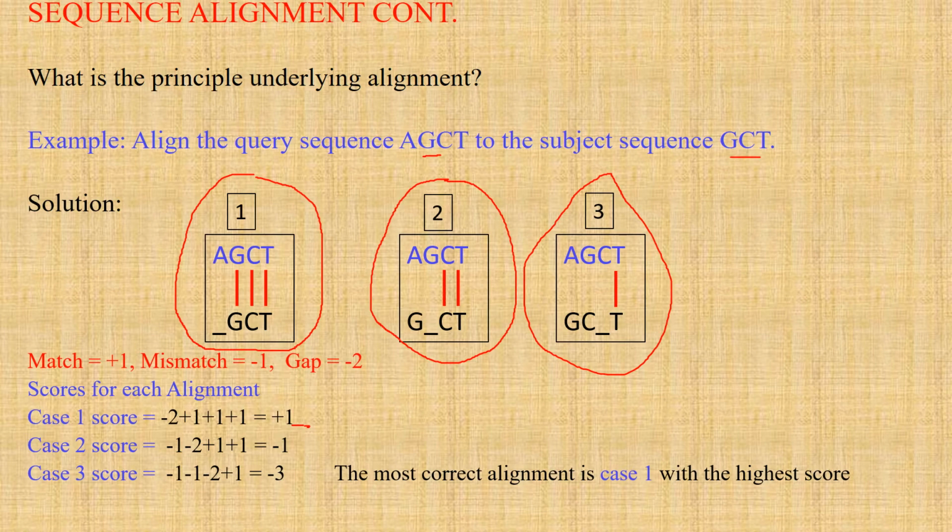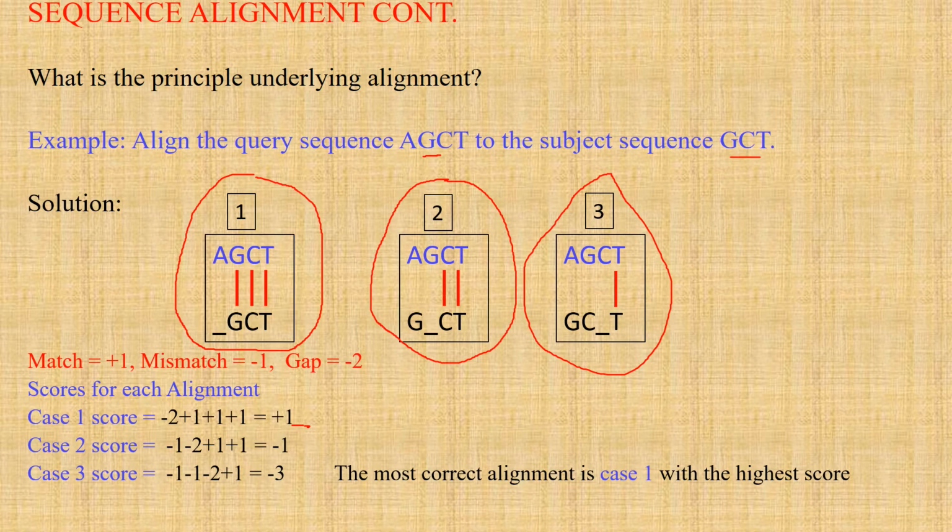Now we take case 2. A and G is a mismatch, so we put our minus 1. G matches with a gap, which is minus 2, so we put our minus 2. C perfectly matches with C, so we put our plus 1, and C matches with T, so we put another plus 1. So when you sum all of that, it gives you minus 1.